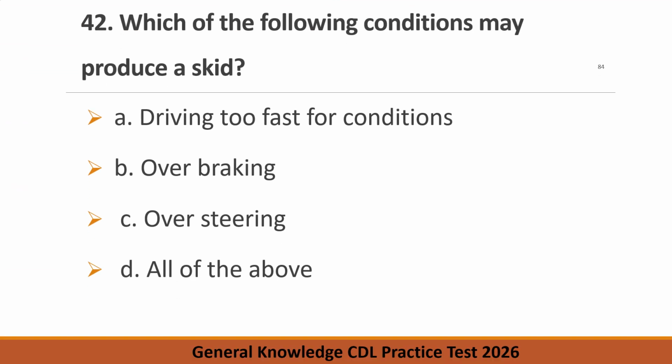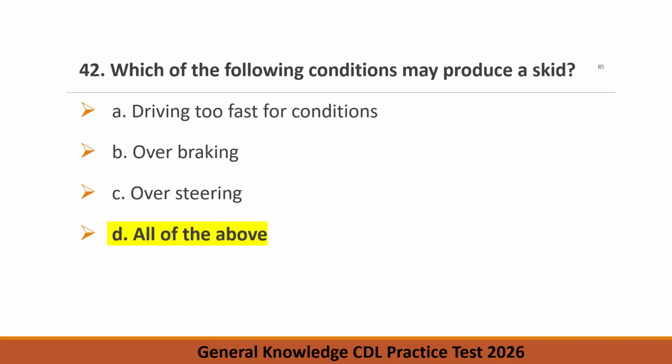42. Which of the following conditions may produce a skid? A. Driving too fast for conditions. B. Overbraking. C. Oversteering. D. All of the above. Answer, D.